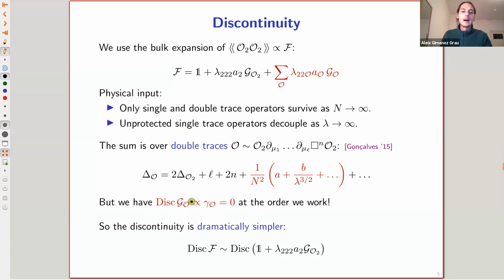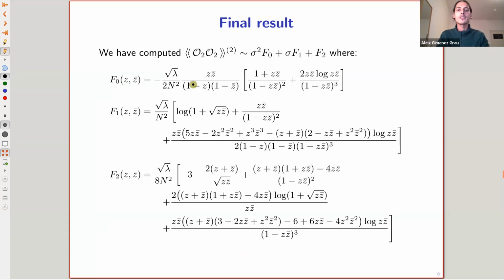So the bottom line of this whole discussion is that by taking the discontinuity in this equation, we reduce this complicated infinite sum into a sum over two terms that we understand. And as I was saying before, once you know the discontinuity of the correlator, you can reconstruct the full object. And that's what we did.